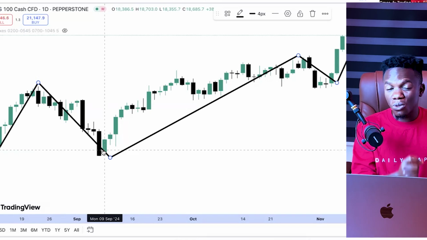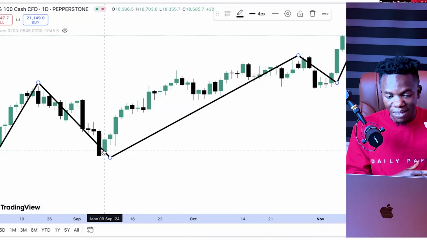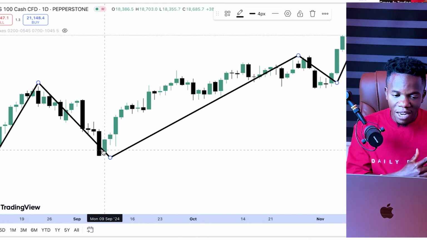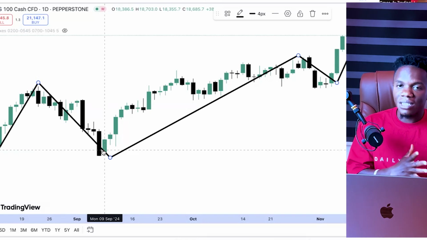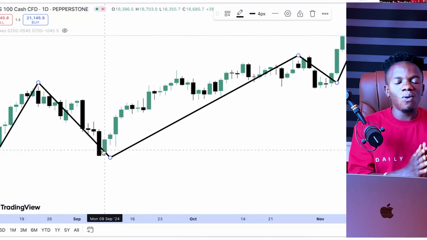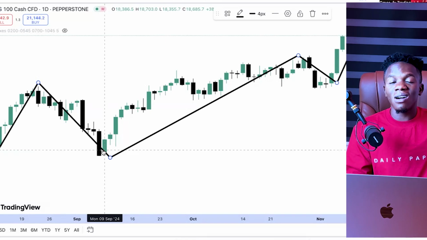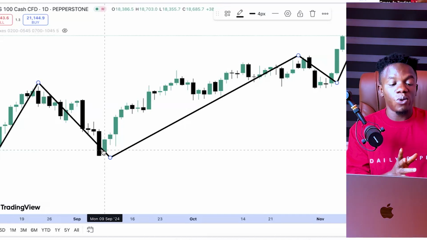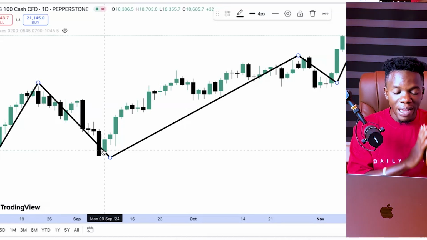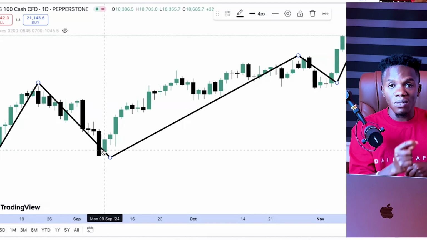The reason why we want to trade in alignment with the order flow is because we want a stress-free trade. We don't want to stress ourselves. We don't want a situation whereby the market will consolidate. When you are trading against the flow, even though the direction can be right, it takes a lot of effort, a lot of energy before you can win that trade. So we want to be in alignment with the order flow.